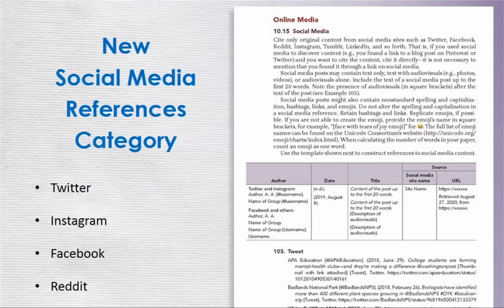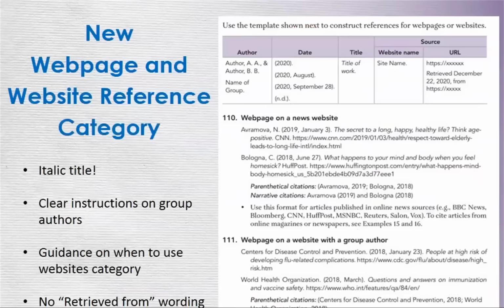We added social media examples, Twitter, Instagram, Facebook, and Reddit, again with templates to hopefully stay current with other types of social media that people might want to cite. And we have new web page and website reference examples. And these show an italic title, again, to standardize, take some of the guesswork out of what to italicize, what not to italicize.